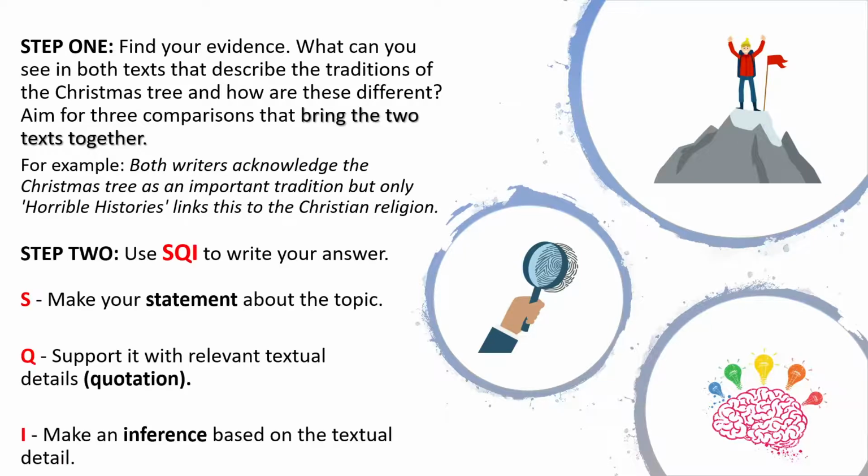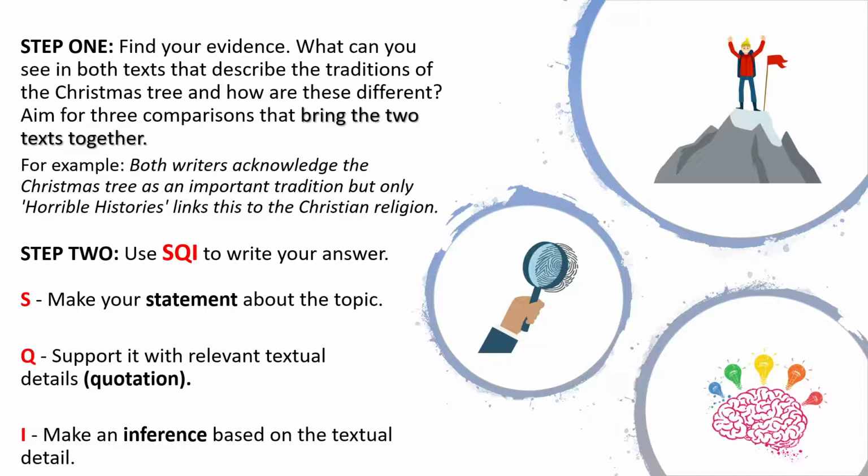So once you've got a comparative point, you're ready for step 2, and that's using SQI, and that's where those pictures on the right hand side come in. S for statement. You're going to make a statement about the topic. Here we've got the mountaineer standing on top of the mountain. He's put his flag in, he's confident that he has got something to say. Make a statement about the topic. Then you're going to put your quote, so your evidence, so you can see the fingerprint there under the magnifying glass. Your quotation, you're going to support that statement with the evidence, with your quotation. And then the I stands for inference, and that's where we've got the thinking brain with all the great ideas. Make an inference based on the textual detail.